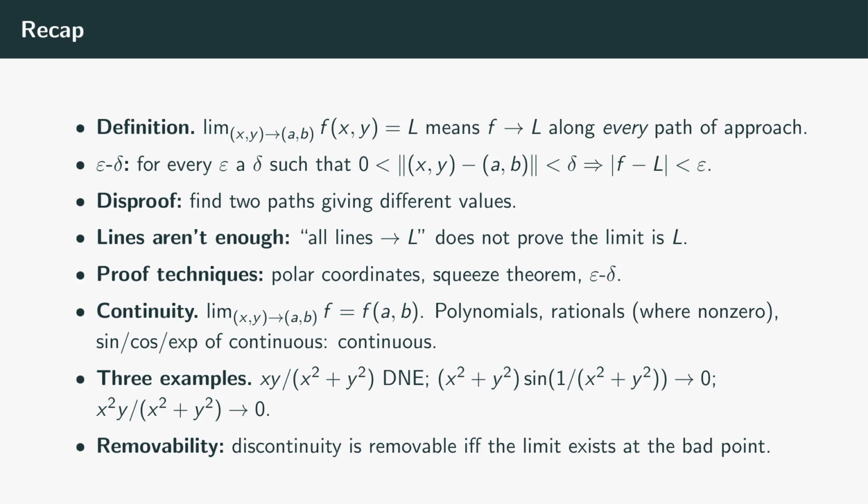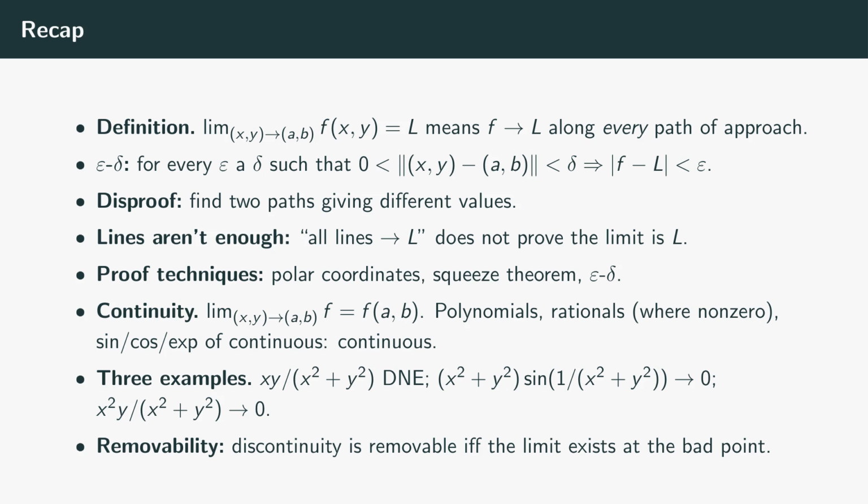The classic example, xy over x squared plus y squared at the origin, gives 0 along the x-axis and 1/2 along y equals x, so the limit does not exist. To prove a limit, lines aren't enough. Use polar coordinates, x equals r cosine theta, y equals r sine theta, and bound the result independently of theta, or invoke the squeeze theorem with a path-independent majorant, or grind through epsilon delta directly.